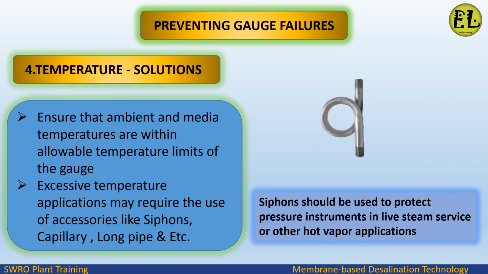Preventing gauge failures 4: temperature solutions. Ensure that ambient and media temperatures are within allowable temperature limits of the gauge. Excessive temperature applications may require the use of accessories like siphons, capillary, long pipe, etc. Siphons should be used to protect pressure instruments in live steam service or other hot vapor applications.